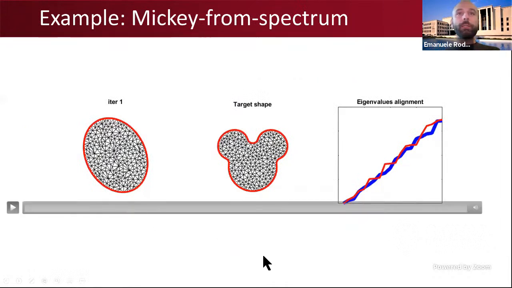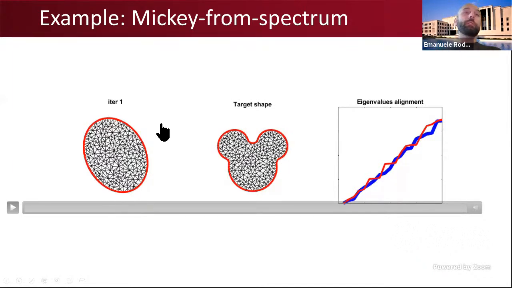Okay, so before I start the video, this is the problem. We are given the eigenvalues of Mickey Mouse. We are not given the shape of Mickey Mouse, but only the eigenvalues. The eigenvalues you can see here, I think the blue ones are the eigenvalues that are given to us.